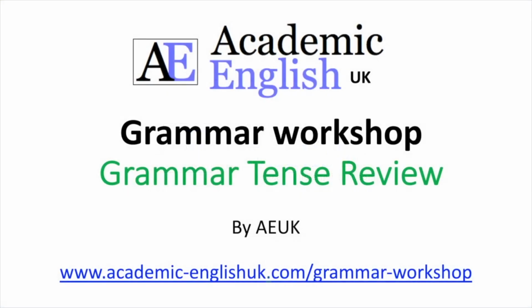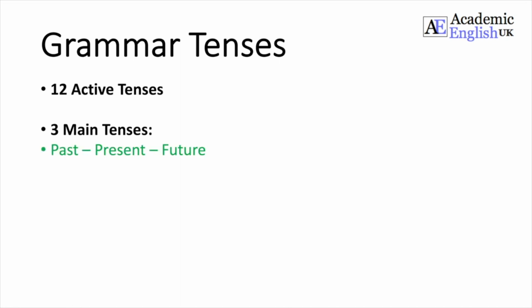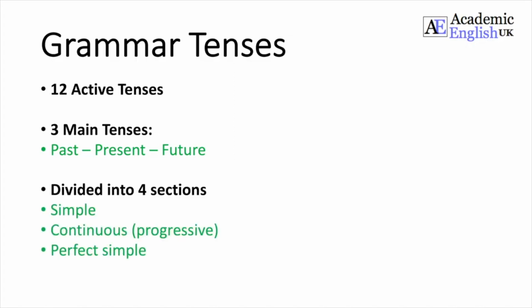Today's class is a grammar tense review. Grammar tenses. There are 12 active tenses in English, and these can be divided into three main tenses of past, present, and future. You can then divide these into four sections each: simple, continuous, perfect simple, and perfect continuous.